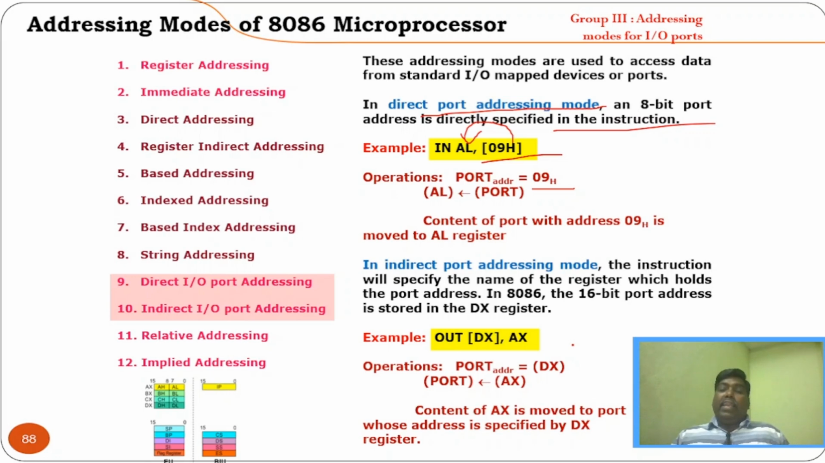Similarly, in indirect addressing, the address is not directly given, it will be given in a register. You can see here we have used the DX register, which points out the 16-bit port address, right? So the content of AX is moved to this port given by the address in this particular DX register. That is about direct port addressing as well as indirect port addressing, which is very similar to direct and indirect addressing.